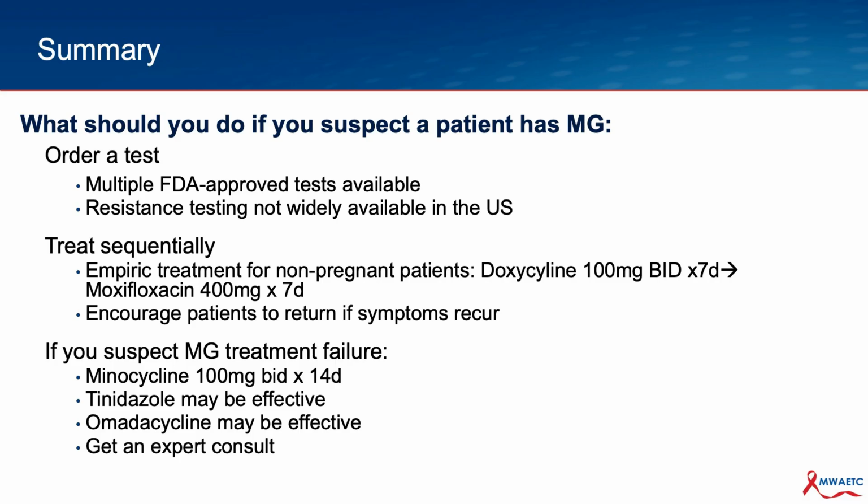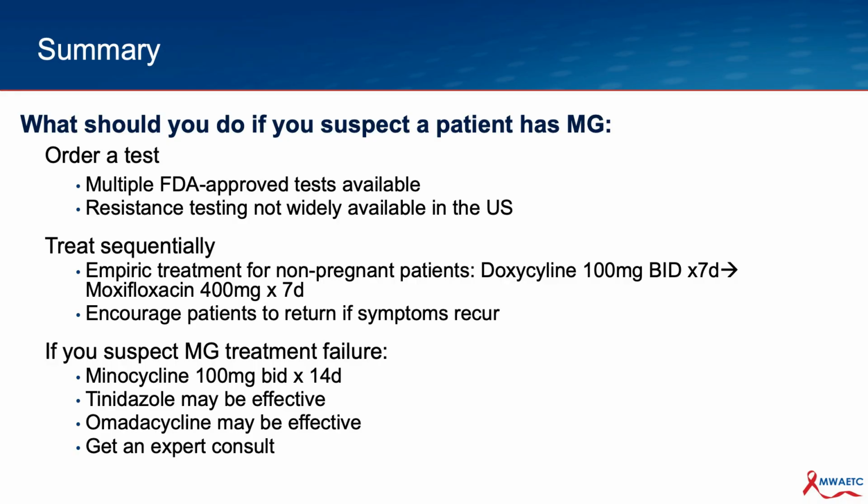What should you do if you suspect a patient has MGen? Order a test. There are multiple FDA-approved tests. Resistance testing is not available in the US, but there are studies ongoing, so I'm hoping that may be available sometime in the relatively near future. Empiric treatment for non-pregnant patients, doxycycline, 1 week followed by moxie. This is empiric. Encourage patients to return if symptoms recur. This is sort of outside the scope of this talk, but if you suspect a failure, you can try minocycline. There's some data that tinidazole may be effective, and also a plug for our expert consultation if you suspect an MGen failure for the Prevention Training Center.